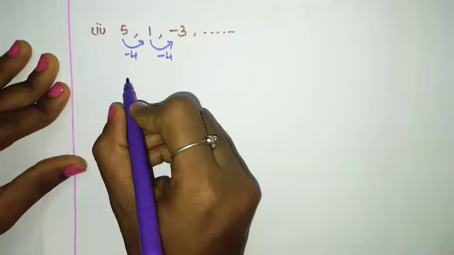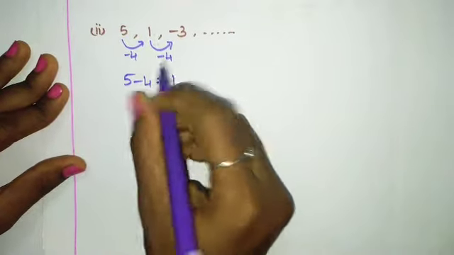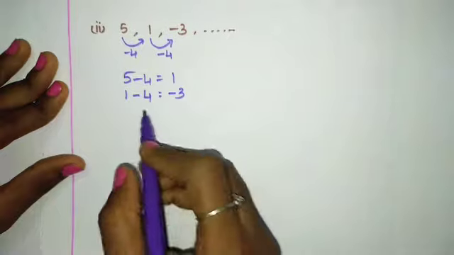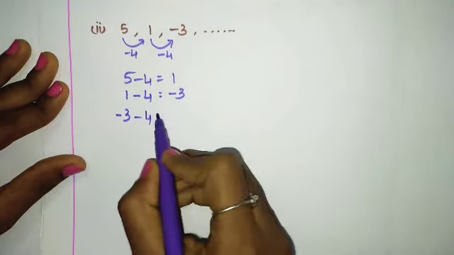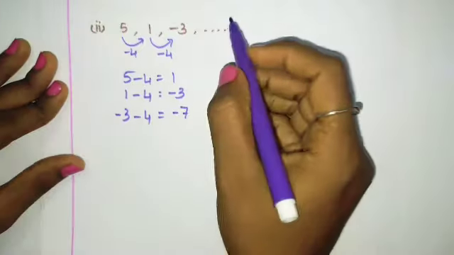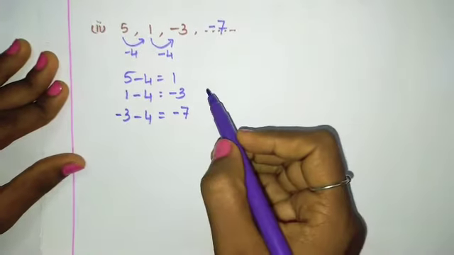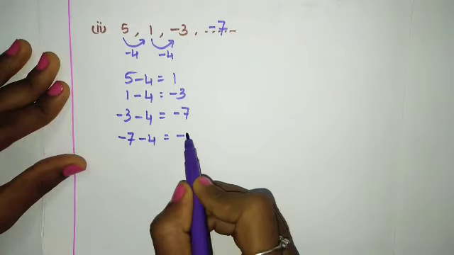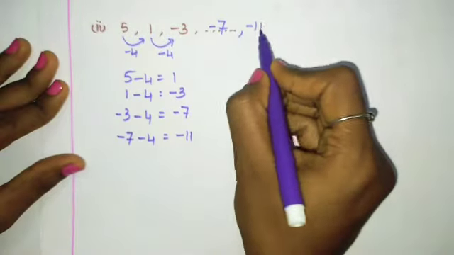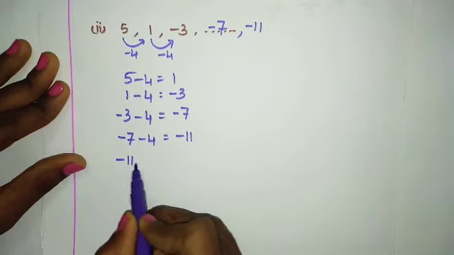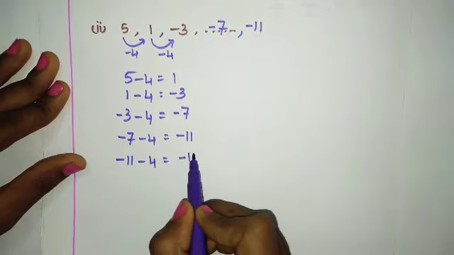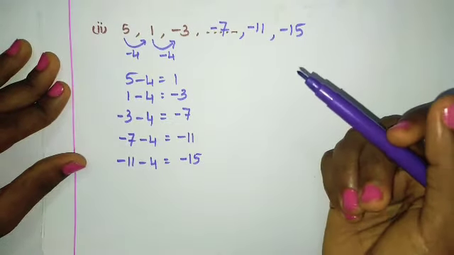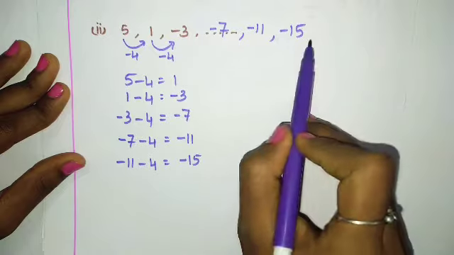Got it? So 5 minus 4 is 1, this number. Then 1 minus 4 is minus 3, this number. Now minus 3 minus 4, that is minus 7. So your next number is minus 7. Next, minus 7 minus 4, that is minus 11. Then minus 11 minus 4, that is minus 15. So the next three terms are minus 7, minus 11, minus 15.